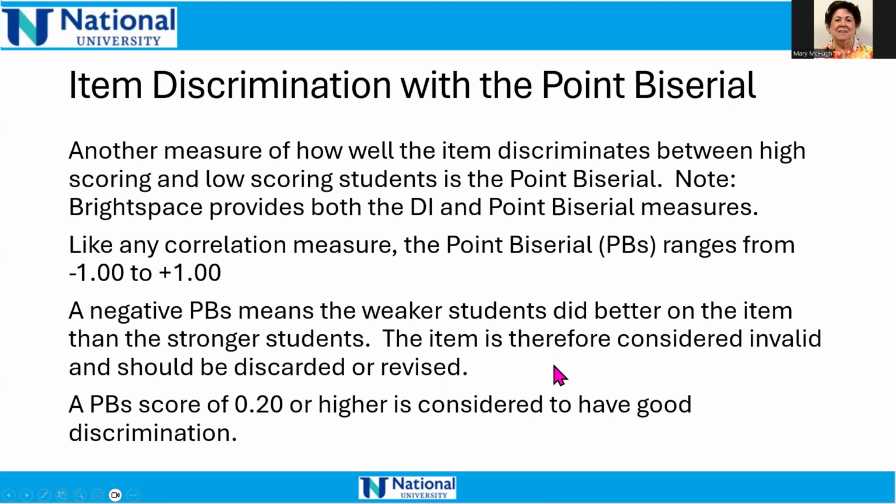And just like in the DI, a negative point biserial means the weaker students did better, and that is an invalid item. However, a point biserial score of 0.20 or higher is considered to have good discrimination. So the point biserial should generally follow your discrimination index, but sometimes it measures lower than the discrimination index.